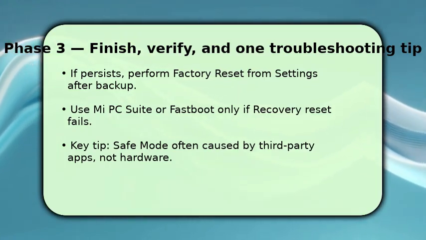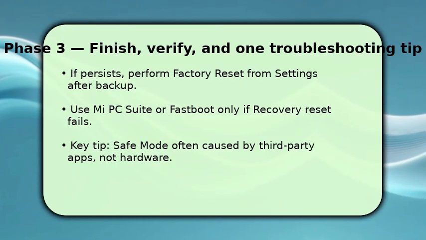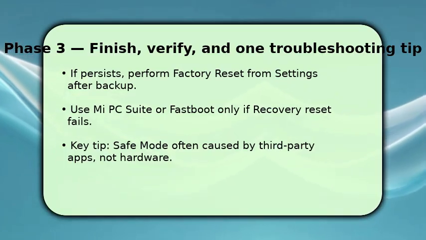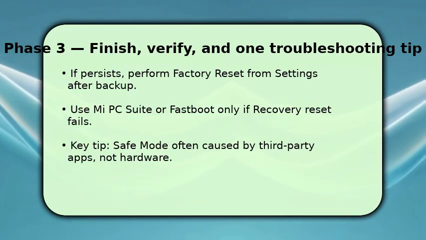If even factory reset doesn't clear it, use My PC Suite or Fastboot tools to reflash firmware. Only do that if you're comfortable. One key troubleshooting tip: safe mode is usually software-related. If hardware damage is suspected, seek authorized service instead of reflashing casually.